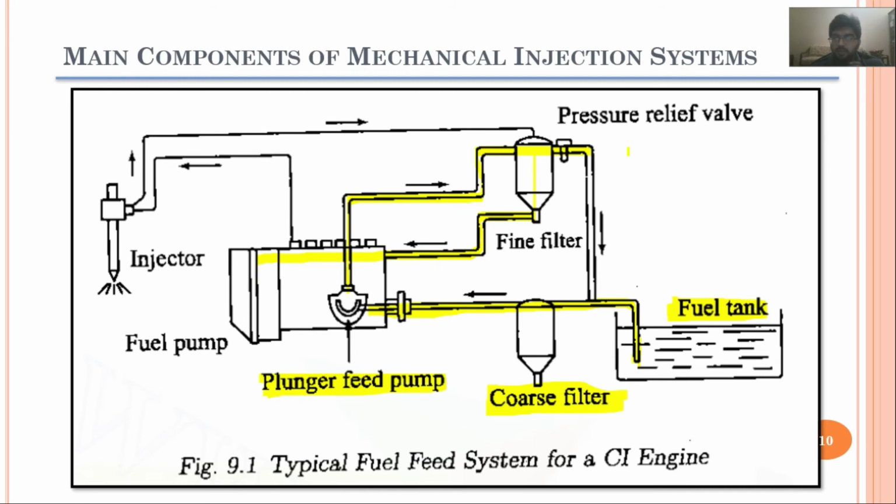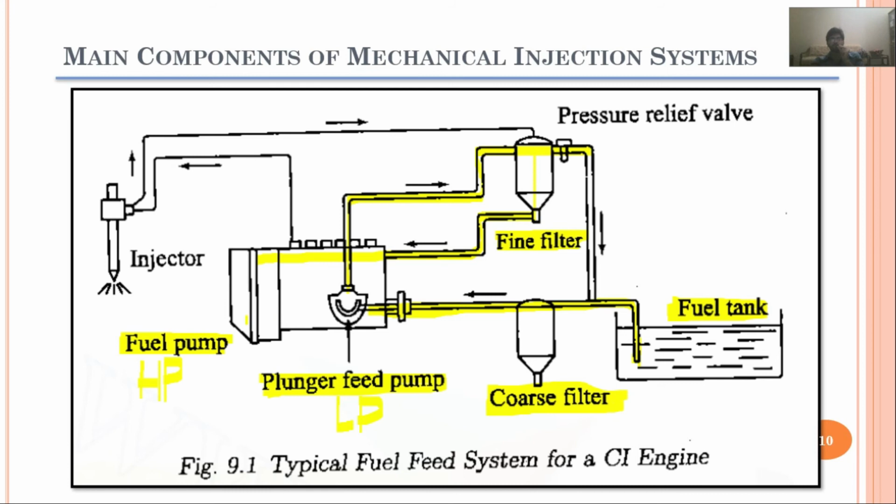So now we can clearly see that we have some filters to remove the debris and abrasive particles which are present in the fuel. We have a fuel tank. The plunger feed pump is pressurizing it, but not that much. And after this plunger feed pump, the fuel has entered the fuel pump. This is our main high pressure pump. This is a low pressure pump.